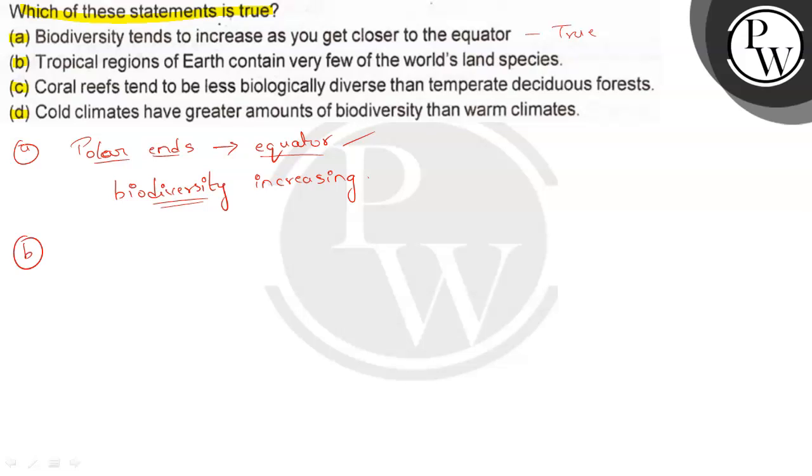And the second statement, tropic region of Earth contain very few of the world's land species. So this statement is false because tropic region of the Earth is the region which is closer to the equator. So here we have all homeostatic conditions available.